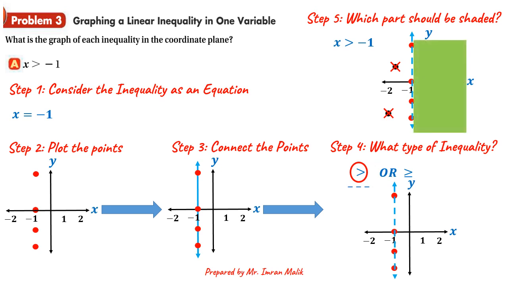Well, here is the solution. All this green part, which is on the right side of the dotted line, is a solution of x more than -1. Finally, note a very important thing, that the red points on the dotted line are not part of the solution. That's why the green shaded part is next to the dotted line but not on the dotted line.